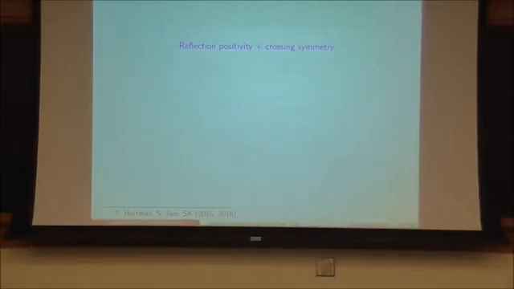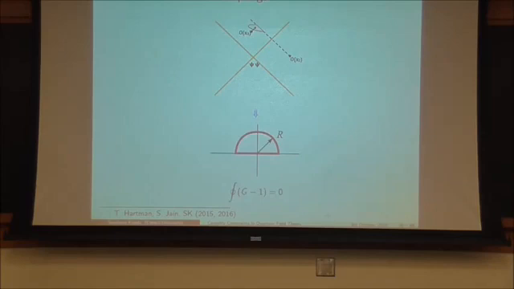So reflection positivity plus crossing symmetry of the Euclidean correlator gives you causality, and now I'll use that to constrain IR coupling. Now, just as I said, the correlator is analytic in this region. Now let's zoom into this region like this, and because the correlator is analytic, if you perform some contour integral of G minus 1, that has to be 0.